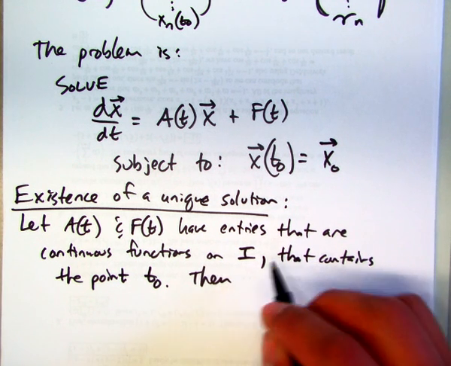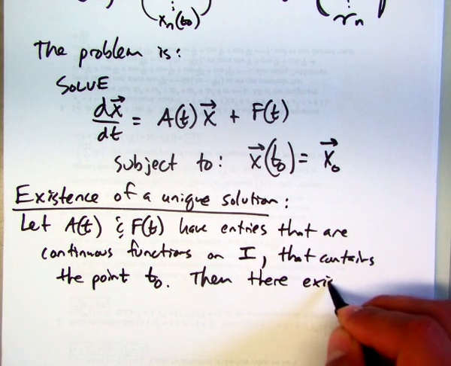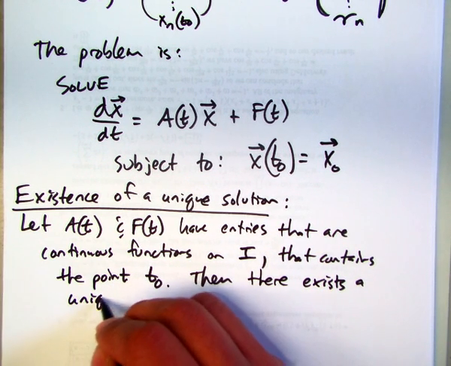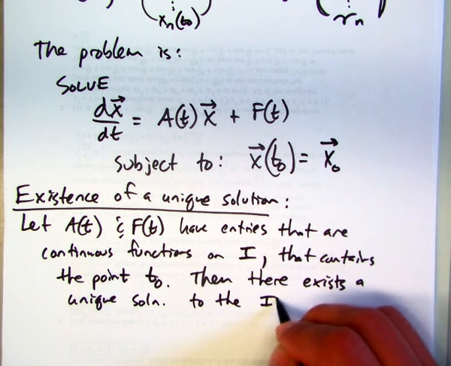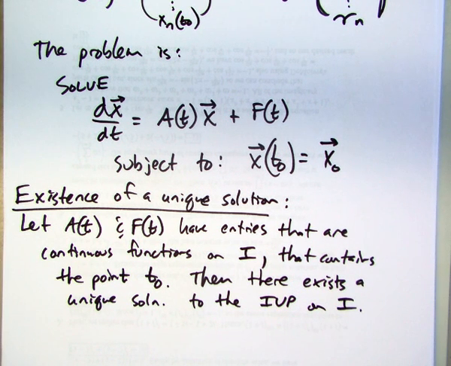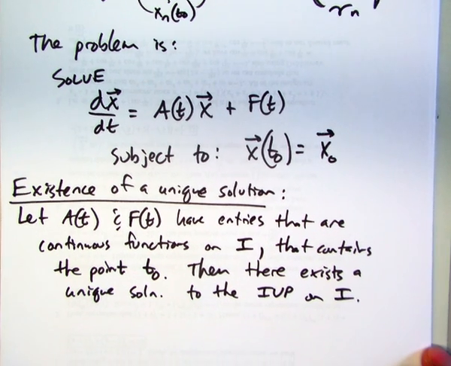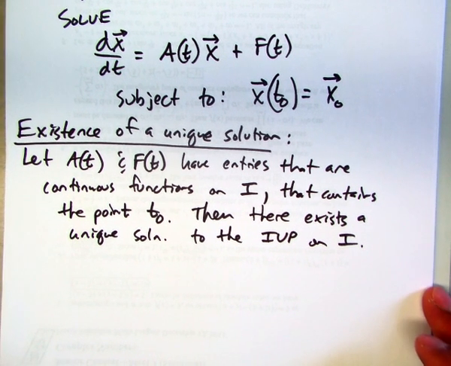Pretty easy. As long as this is met, then there exists a unique solution to the IVP. So as long as you have continuous functions on the same interval, and that interval contains that initial value, then there will be a unique solution to the IVP. Okay, and we're going to assume that this is the case, just like we did earlier when we were solving nth order equations. And that's pretty much all we need to know there.